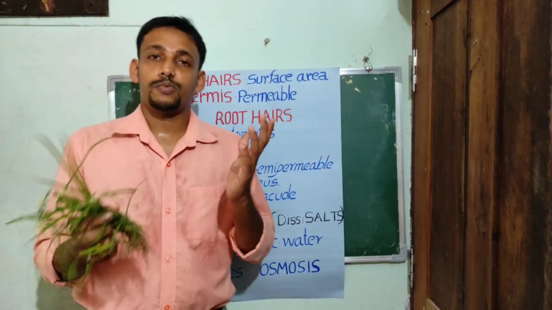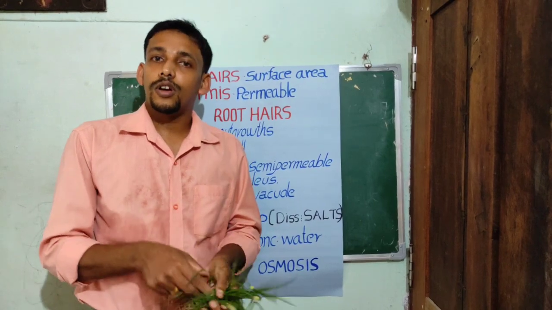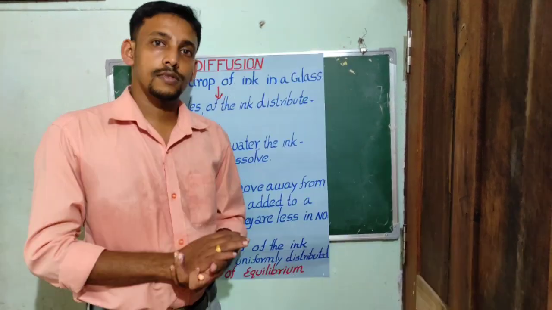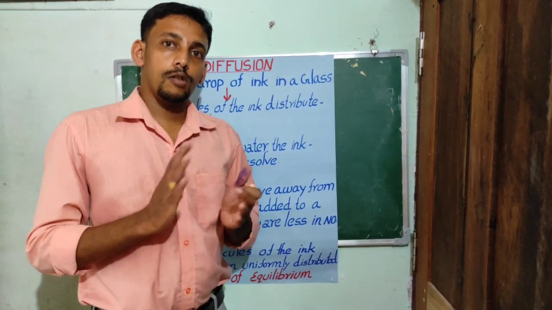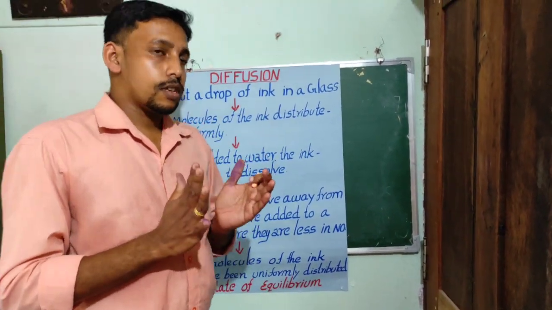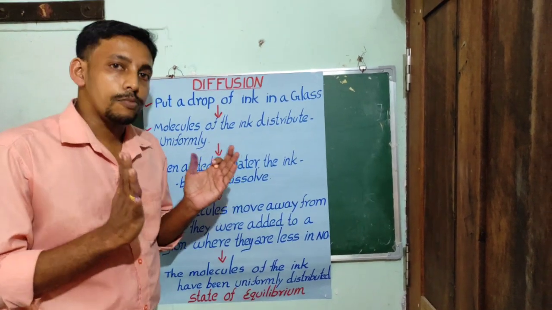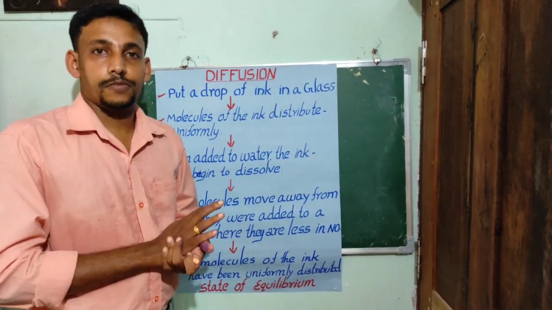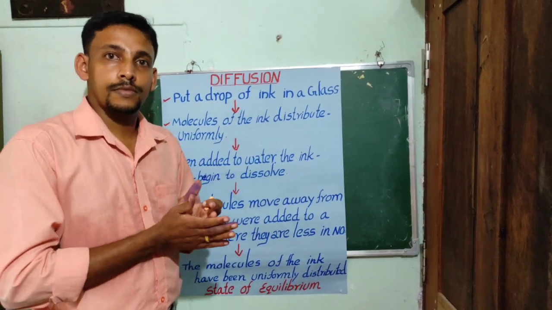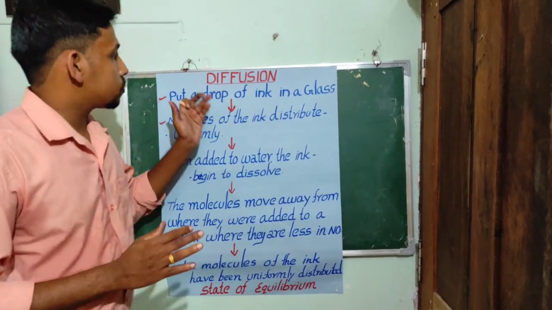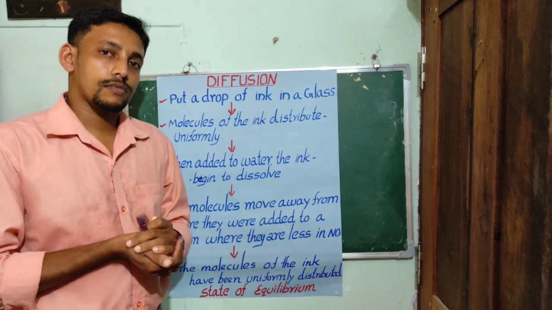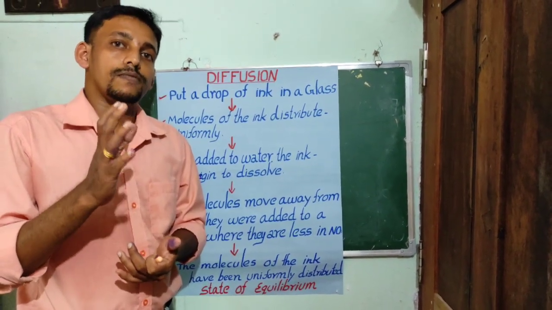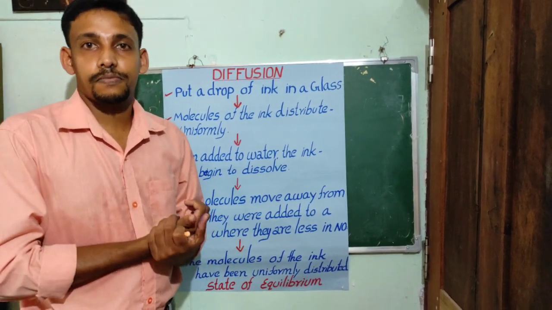So the movement of the water and the minerals from the soil into the plant body includes various processes. Okay, so now we are going to study these processes. Now let's learn about some of the processes involved in the absorption of water through the root hairs. One of the processes is what? Diffusion. It is one of the processes involved in the absorption of water and minerals.